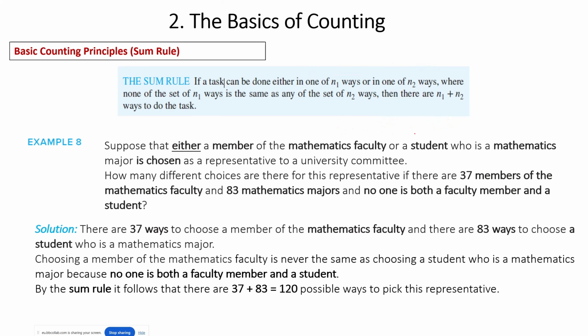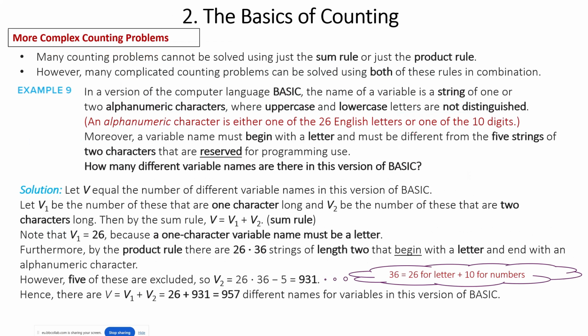So that's the idea behind the sum rule. What it says is that if you have two different possibilities to do the same thing, you just add the number of ways.